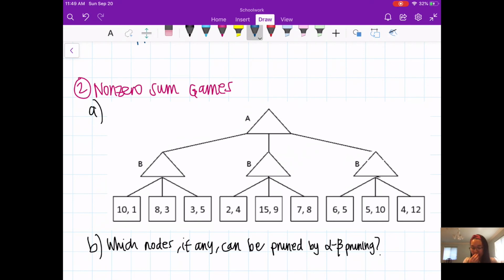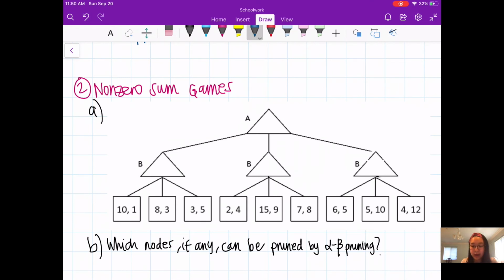And usually with non-zero sum games, this is just how it's represented, with two values, or essentially one value per player within each node. It's possible that you even have three values per node, and that just symbolizes three players. But in general, you still fill out this table in the same way. You fill it out twice, looking at all the player A values and then all the player B values.